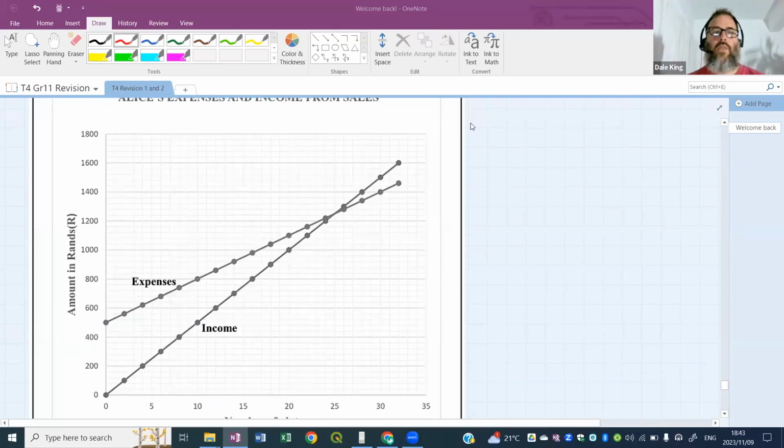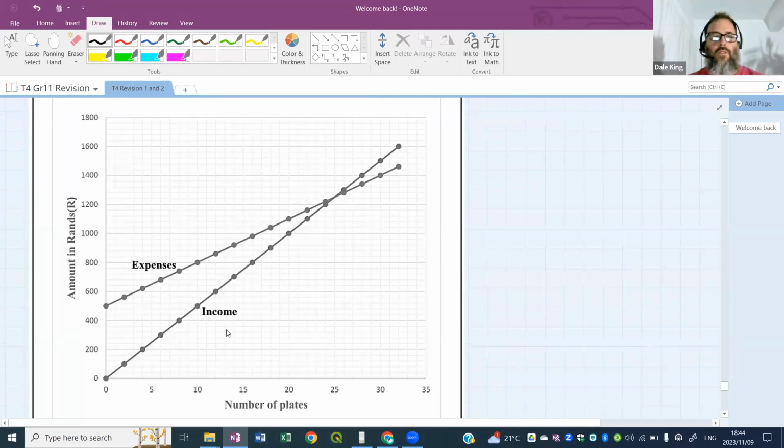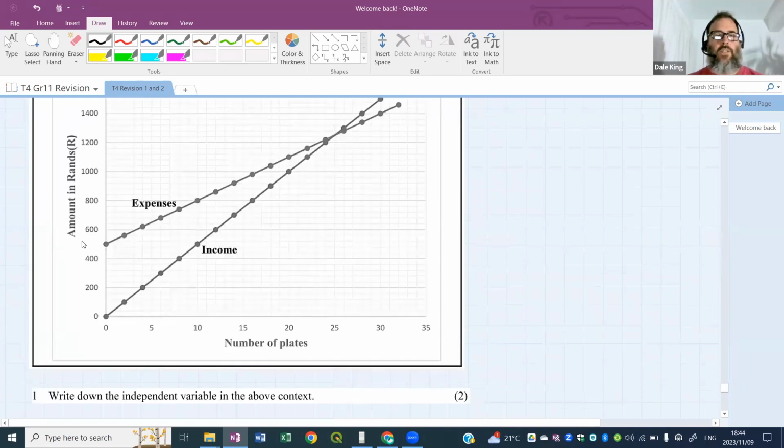So they can work the other way now, not showing you equations or tables. They can actually use a graph. Remember I said you usually have a table, an equation, and a graph. Now we're not looking at tables and equations. We're looking at the graph part of a business. So there we see 2 lines, income and expenses, and then they're going to ask you a whole lot of questions on this. We see number of plates at the bottom on the x-axis, and the amounts in rands on the left-hand side, the y-axis. Let's see what questions they have.